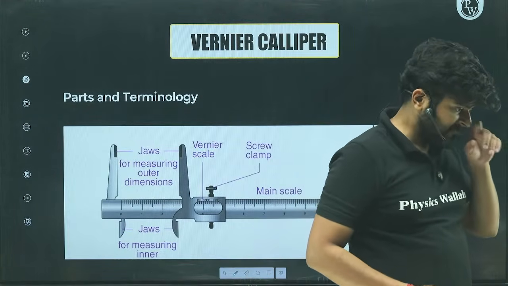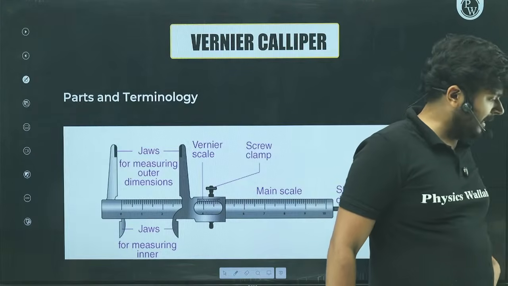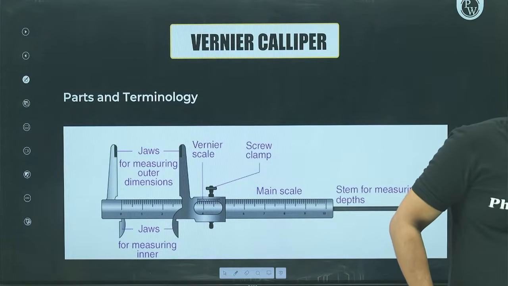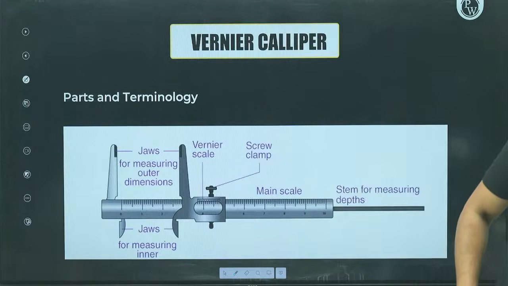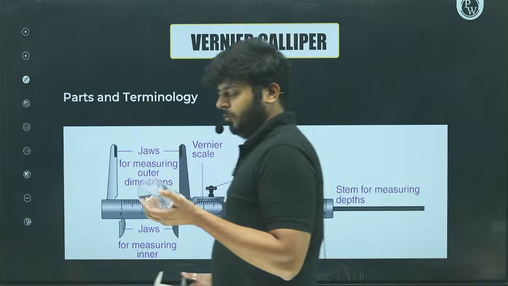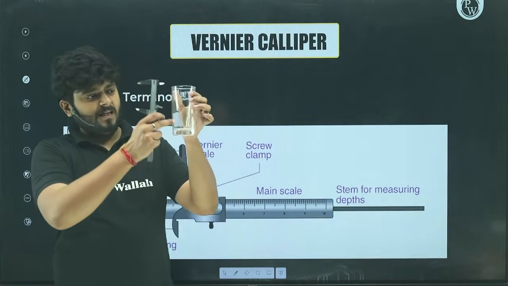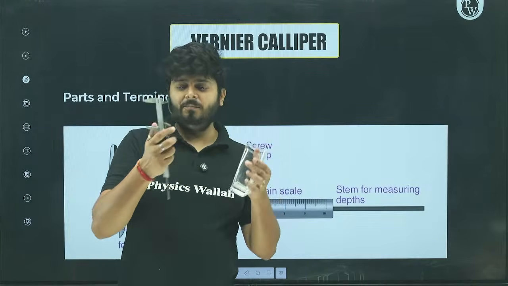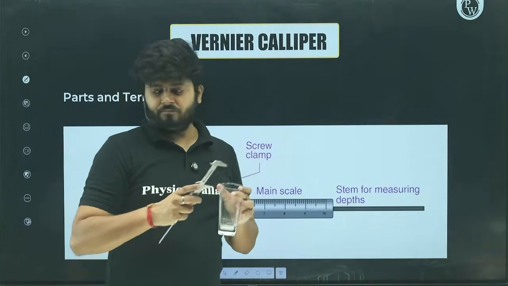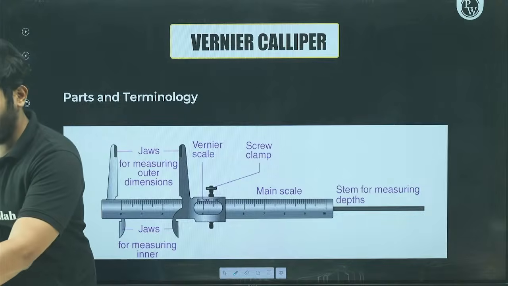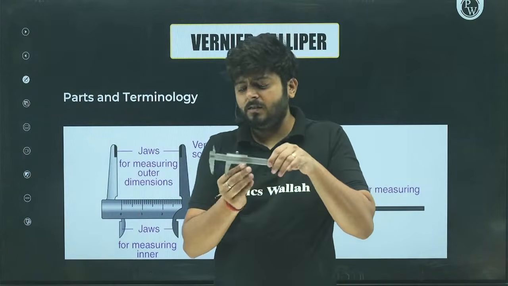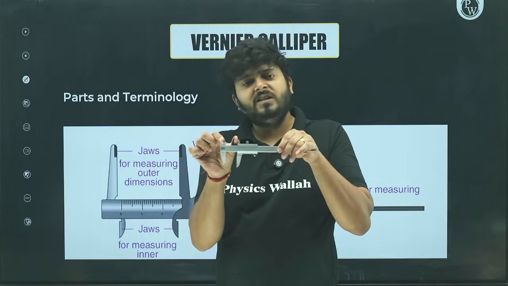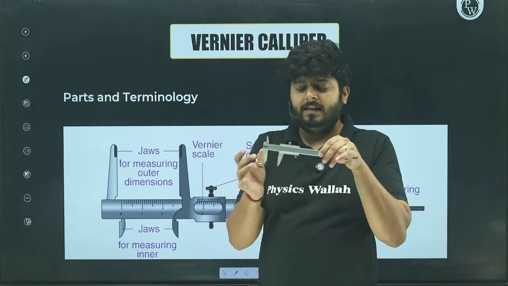For example, what could be one instrument that I can show you to measure the depth? Oh, I have a glass, right? So let's say that I want to measure the depth of this thing. It's a transparent thing, best thing you can see. So you see that in this Vernier caliper, I can use these different jaws to measure the outer diameter and to measure the inner diameter. These jaws will help us, right?